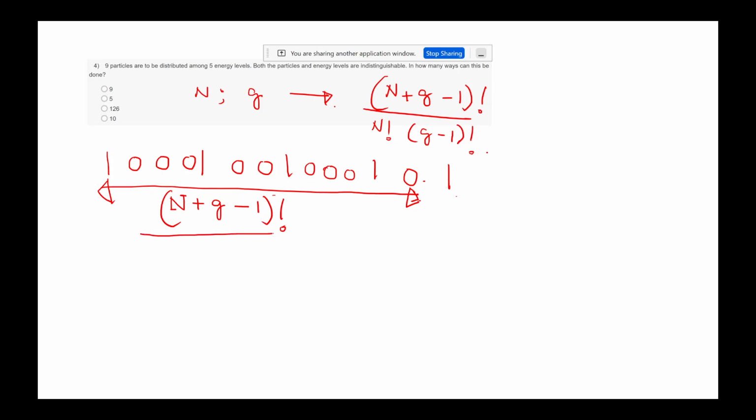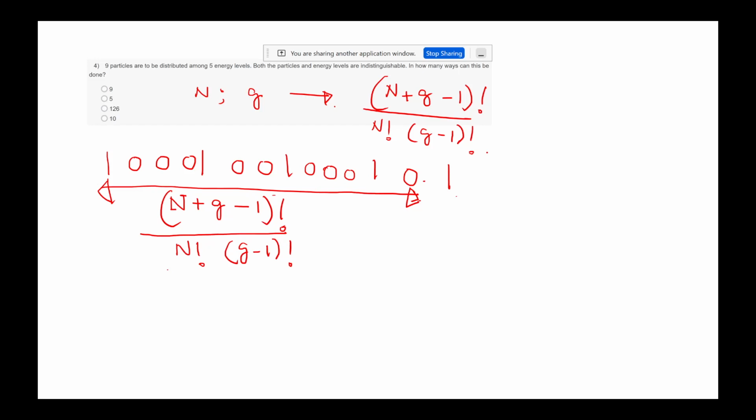Now if there are n particles in between that, they can distribute in such a way that in n factorial ways, right? That's why this n factorial comes, because you have over counted it, and there will be g minus 1 thing, because you have fixed one energy level, and then the rest of them can be distributed in (g minus 1) factorial ways, because you have just calculated.